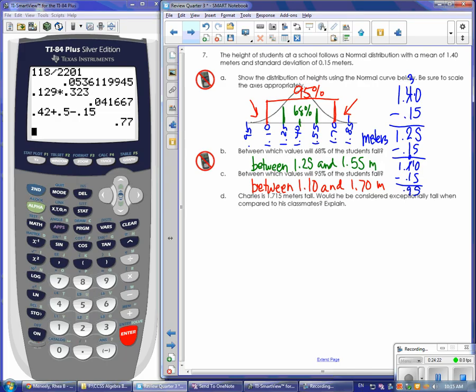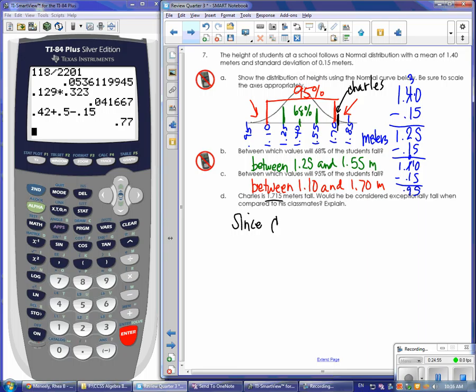And remember how we said that 5% kind of tells us whether or not something is considered unusual or exceptional. So if I look at Charles, it says Charles is 1.715 meters tall. Well, where does Charles fall on this scale? 1.71 is right about here. This is Charles. And because he falls 2 standard deviations away from the mean, his height is going to occur in less than 5% of the population. So he would be considered exceptional if we use that 5% gauge.